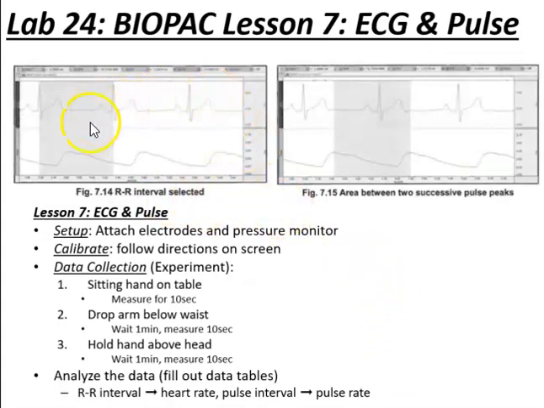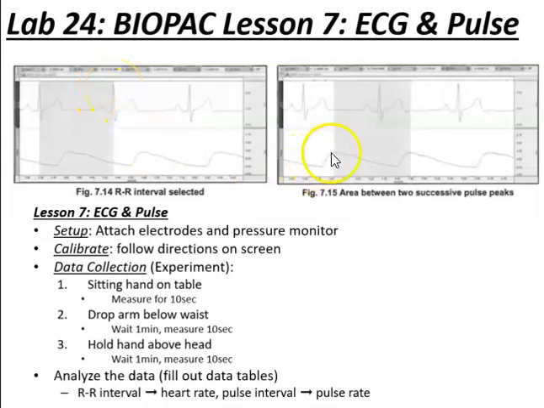So this is what we would expect to see with our BIOPACs. The top being the EKG and the bottom showing the pulse peaks. Okay, so we would want to measure, for the EKG, for example, this R peak right here to R peak, and we would highlight that, and that would represent the RR interval.